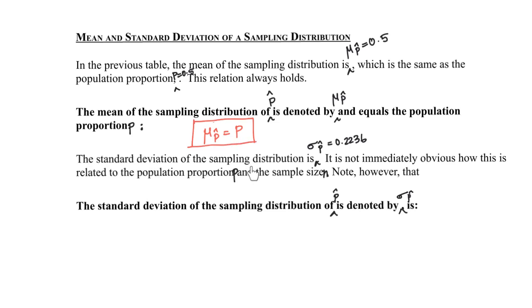The standard deviation of the sampling distribution is sigma P cap equal to 0.2236. It is not immediately obvious how this is related to the population proportion P and the sample size N. This 0.2236 is actually the square root of 0.5 times 1 minus 0.5 divided by 5. So that is the square root of P times 1 minus P divided by N. So the standard deviation of the sampling distribution of P cap, denoted by sigma P cap, is the square root of P times 1 minus P divided by N.